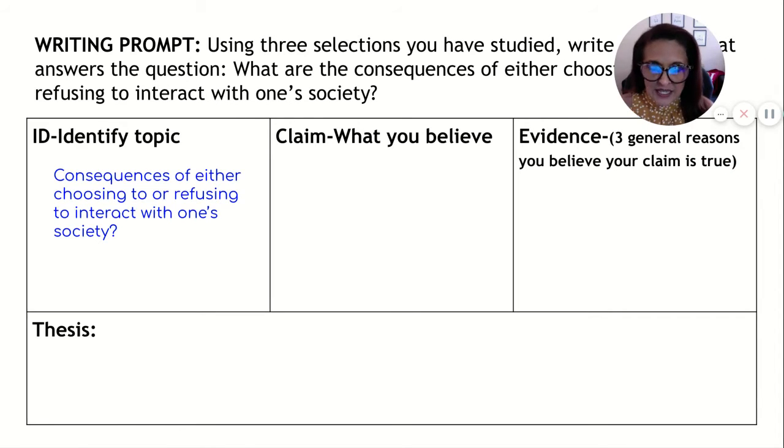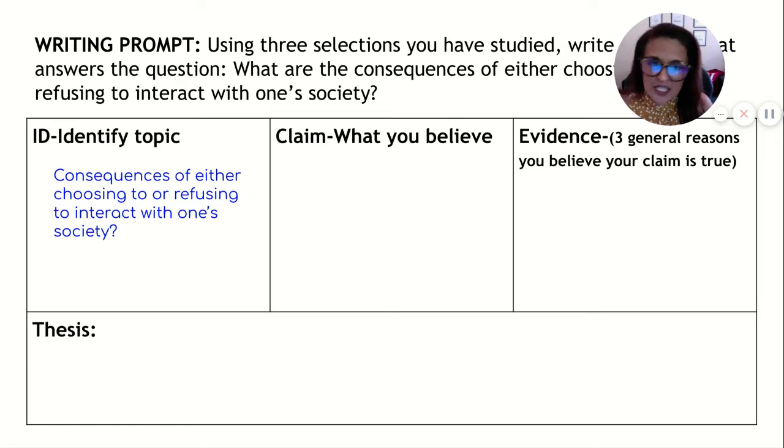As we said in class yesterday or the day before, whichever one you may have been in, the consequences of either choosing to or refusing to interact with one's society is our topic. We need to decide which point we are going to make. Is it important to interact with our society, to take a stand when we see things going on that are wrong or unjust? Or is it better to kind of sit back and not participate in what is taking place?